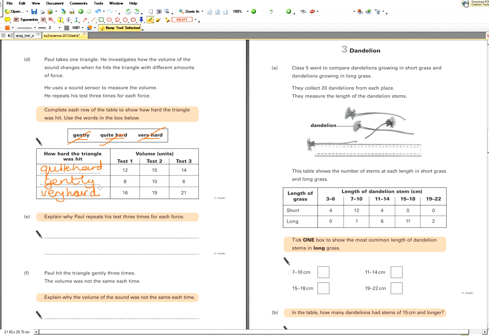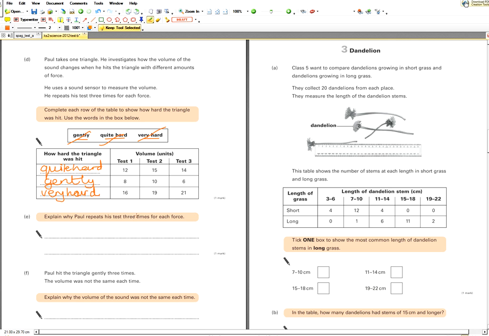And that's all of them, three used. Because gently had the lowest sound, and the next one, 12, 15, 14, was the next level of sound volume, higher but not the highest. The highest was very hard: 16, 19, and 21.